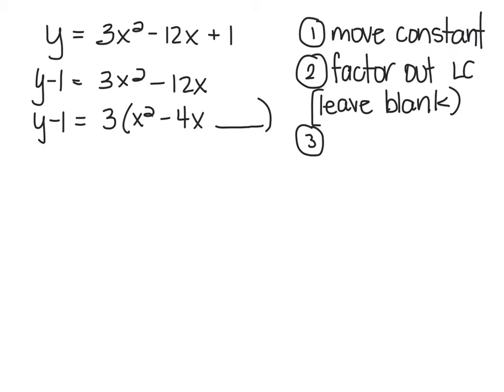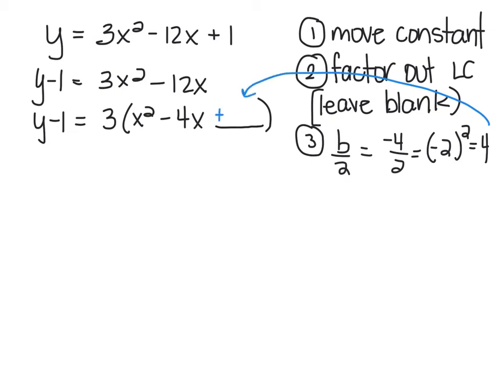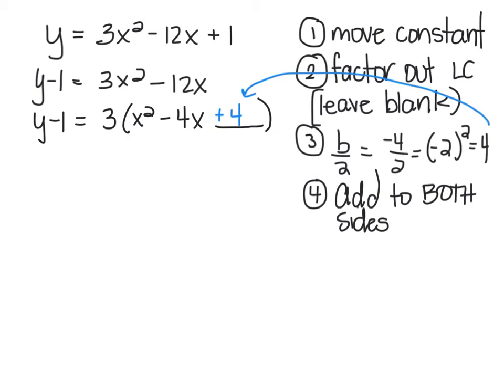I'm now going to do just what I did before. I'm going to take b divided by 2, negative 4 divided by 2 gives me negative 2, and I'm going to square it, giving me 4. And that 4 is going to be added right there. Remember, the directions said you have to add that to both sides. But the problem is, on this side, this 4 is in these parentheses. So what did I actually add to this side of the equation? If it's inside the parentheses, I actually added 12. So I need to make sure I add 12 over on this side.